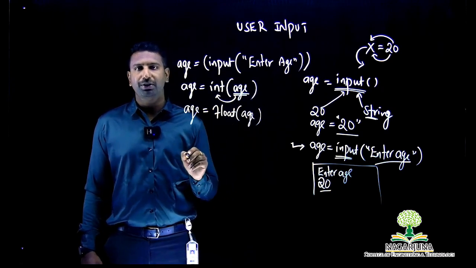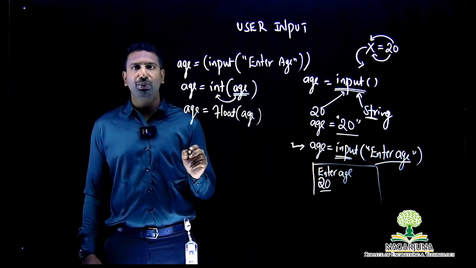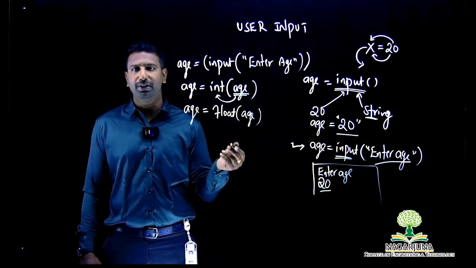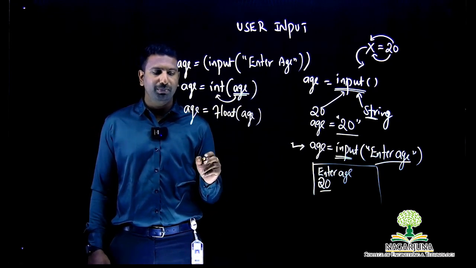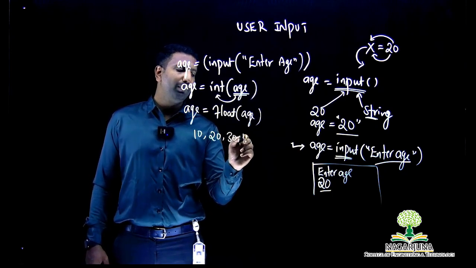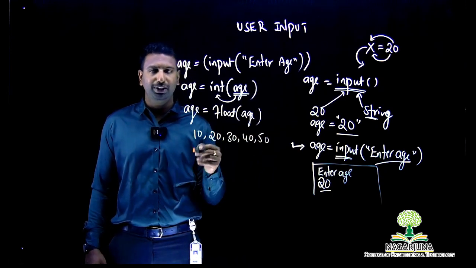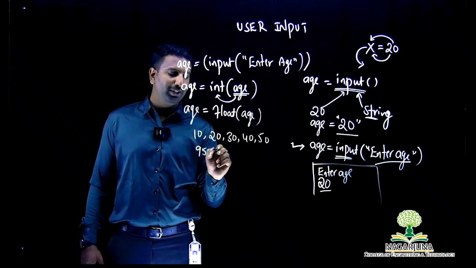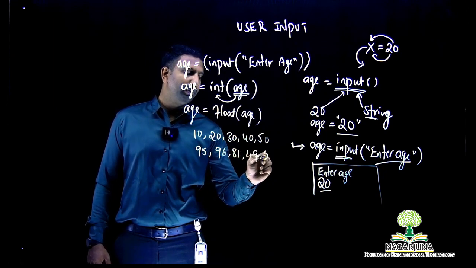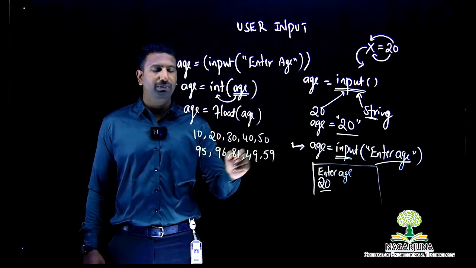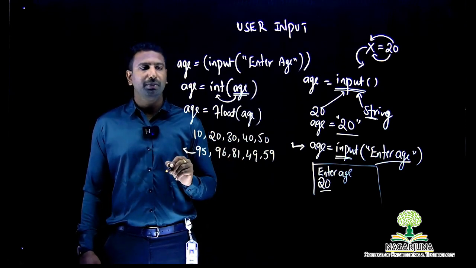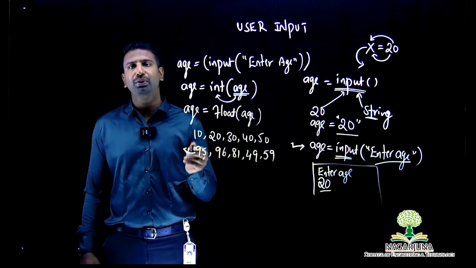This is about typecasting. Suppose a user wants to enter his marks. Let us take an example where he has cleared around 6 different subjects and wants to enter the marks of those subjects. A user is giving his input in this format: 10, 20, 30, 40, 50. Or let us say his marks are 95, 96, 81, 49, and the other one is 59. So these are his marks in 5 different subjects, and this should be given as input to the program.